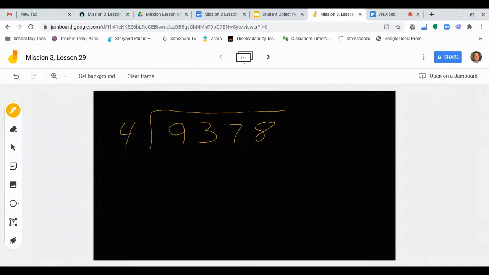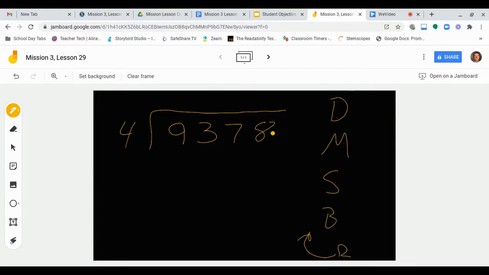This is 9,378 divided by 4. So notice it's a 4-digit by 1 digit. It's not a new skill, we're just expanding on it up to 4 digits. I like to write off to the side here my steps or abbreviation for them. I know daddy divide, mommy multiply, sister subtract, brother bring down, and then if I need to, Rover repeat. We'll just repeat the process.